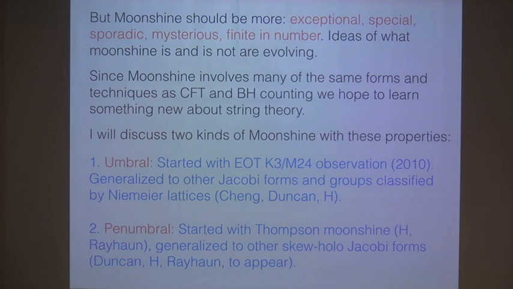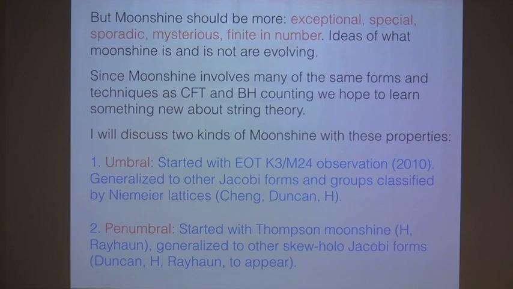So I'll discuss two kinds of moonshine that have these properties of being exceptional, special, finite in number. One is umbral moonshine, which started with the observation that was just explained that related the elliptic genus of K3 to the representation theory of M24. This was generalized to other Jacobi forms and groups and classified by Niemeier lattices in two of the papers that I cited that were done with Miranda Chang and John Duncan.